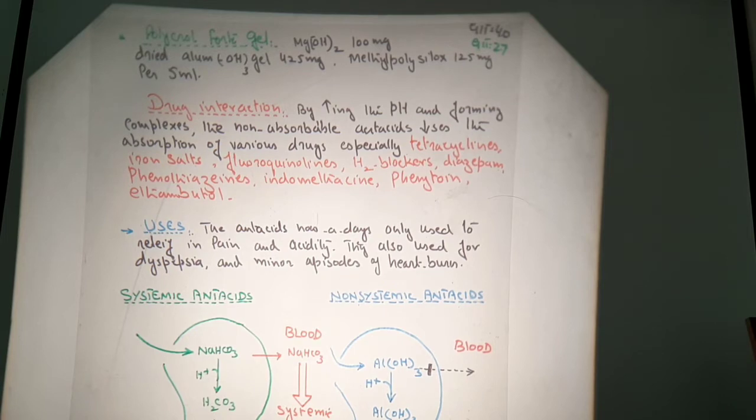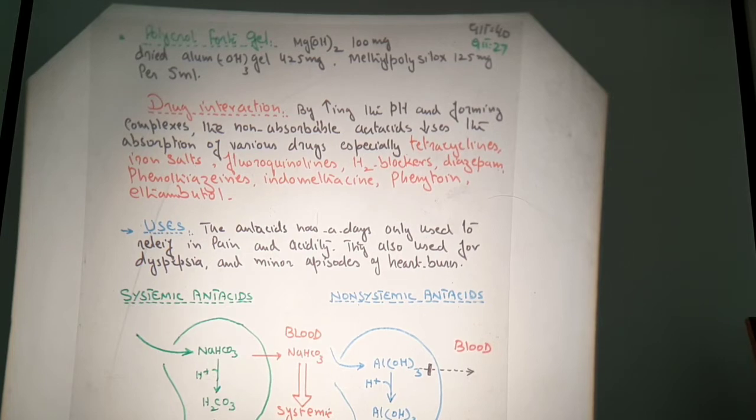Now the uses. Antacids are only used to relieve the pain and acidity. They are also used for dyspepsia. Dyspepsia means the malabsorption of food. It is known as dyspepsia, and minor episodes of heartburn, because minor episodes mean when there is acidity, the patient feels the burning of the heart. So that's why these non-systemic antacids may cause minor episodes of heartburn.